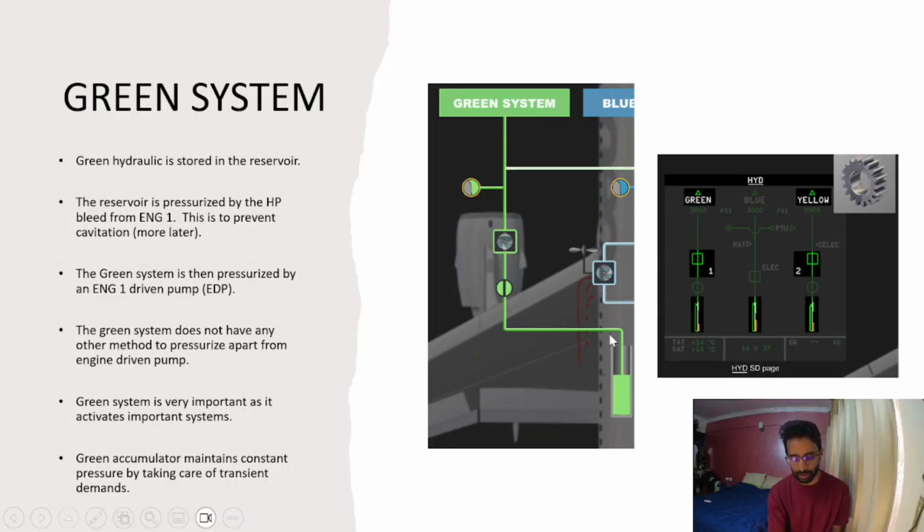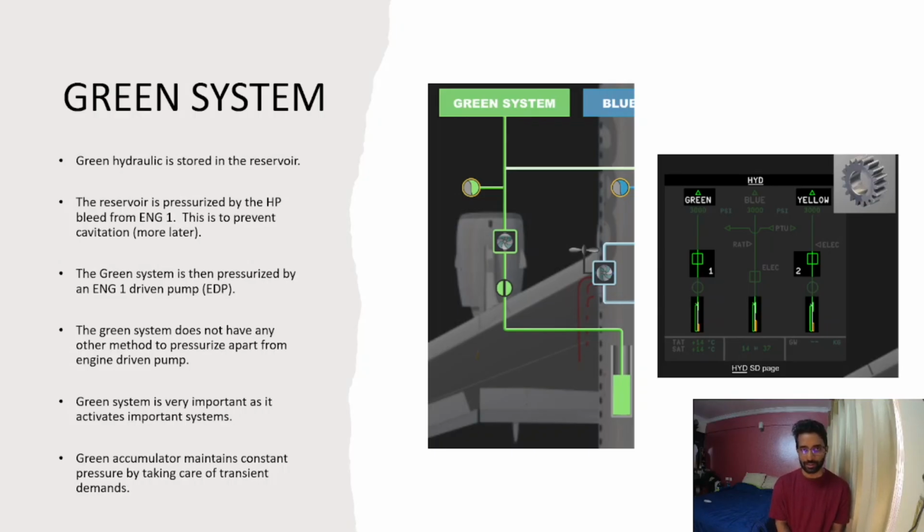So here you can see on the picture, you have the hydraulic fluid stored in the tank. And this fluid needs to be pumped to operate the green systems, right? So who pumps it? There should be a pump. So this is your engine driven pump. Okay. So on the left hand side, you have the engine 1. The engine 1 has an integral pump which runs when the engine is started, which is called the engine driven pump, driven by the engine, or we'll say EDP.